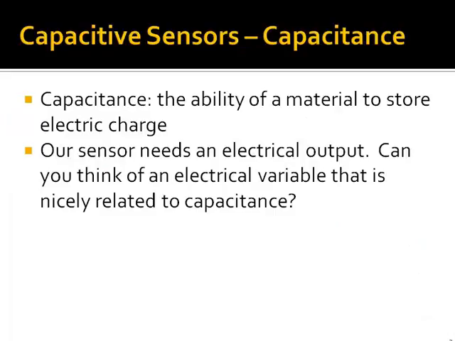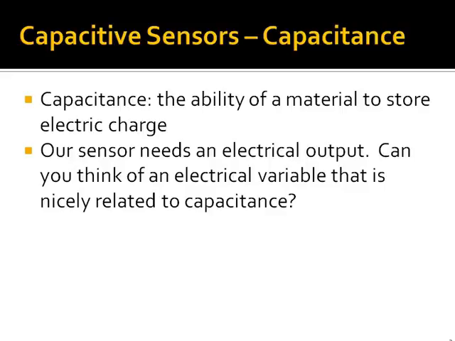Now, let's take a look at some capacitive sensors. Capacitive sensors are sensors that work by varying the electrical property of capacitance. Remember that capacitance means the ability of a material to store some electric charge. In order to use capacitance to measure a physical property, our sensor still needs to have some kind of an electrical output. We usually want to measure voltage.